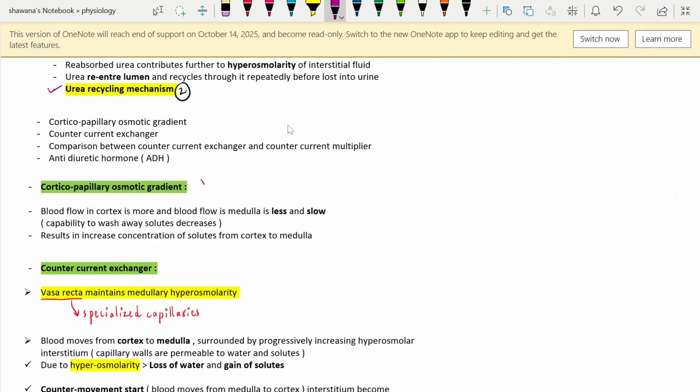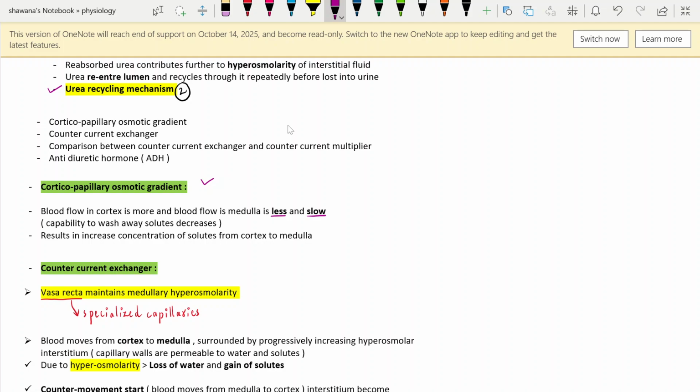So first of all, what is the cortico-papillary osmotic gradient? As we know, when blood moves from the cortex to the medulla, it is less and slow. Nature has put a specialized type of capillaries in the medulla in which the blood is less in amount and slow in speed. What is the advantage of less and slow blood? It will not wash away the solutes, and this contributes to the maintenance of the corticopapillary osmotic gradient.